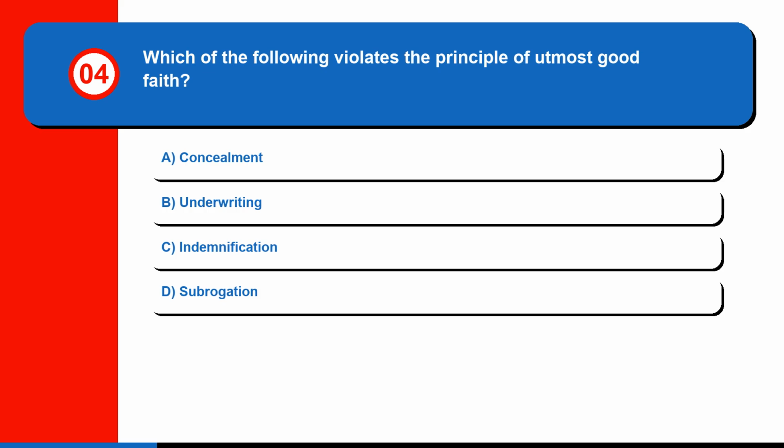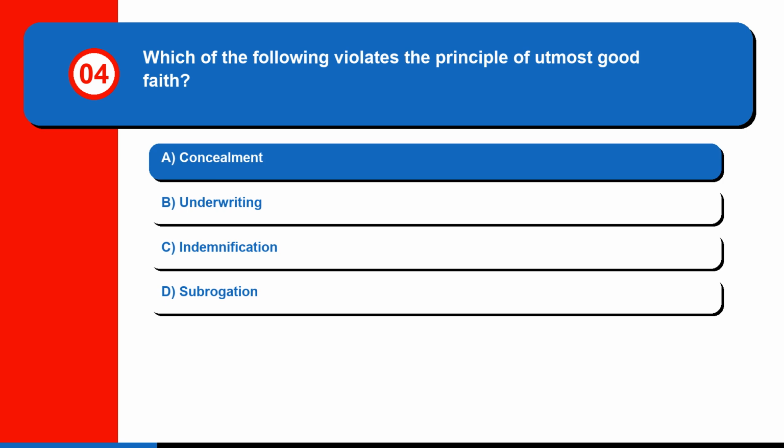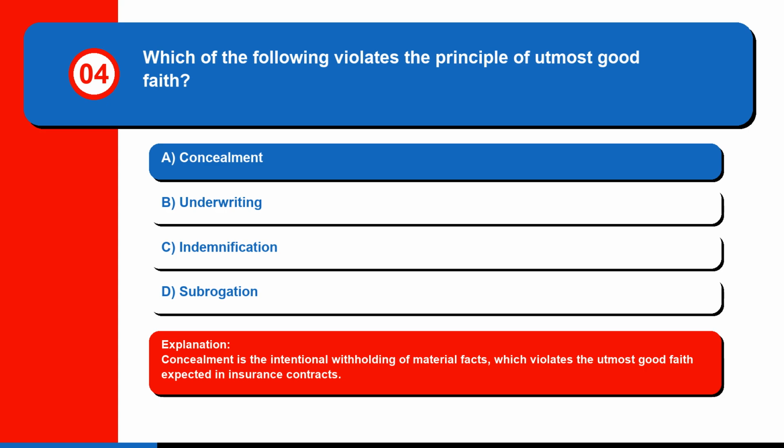Question 4. Which of the following violates the principle of utmost good faith? A. Concealment. B. Underwriting. C. Indemnification. Or D. Subrogation. The correct answer is A. Concealment. Concealment is the intentional withholding of material facts, which violates the utmost good faith expected in insurance contracts.